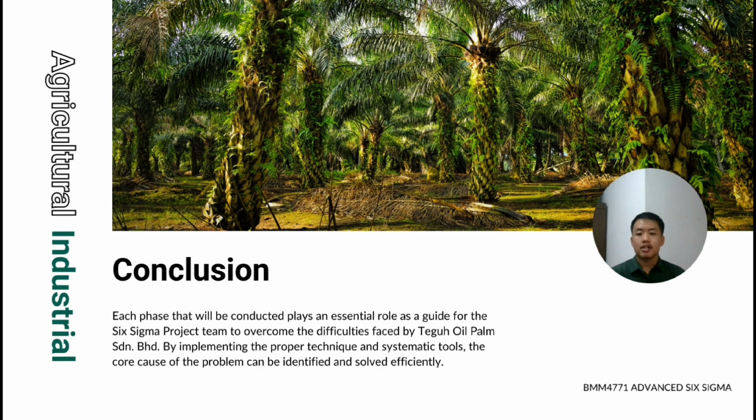As a conclusion, each phase that will be conducted plays an essential role as a guide for the Six Sigma project team to overcome the difficulty faced by Teguh Oil Palm Plantations Berhad. By implementing the proper techniques and systematic tools, the core cause of the problem can be identified and solved efficiently.